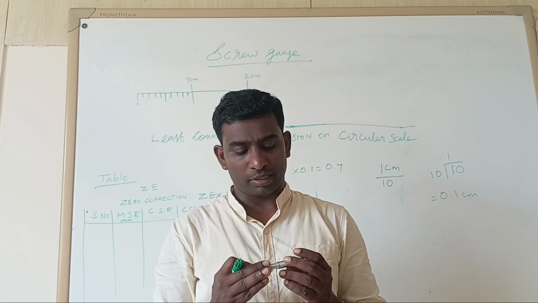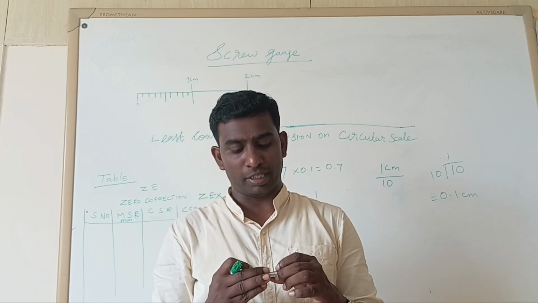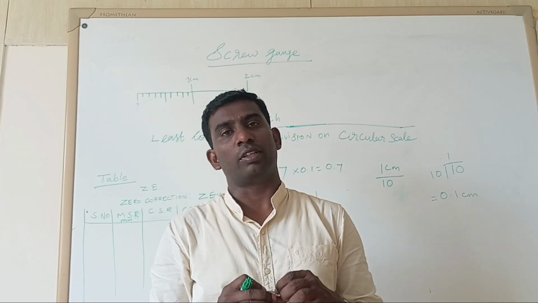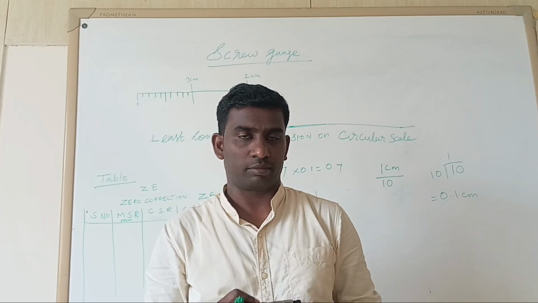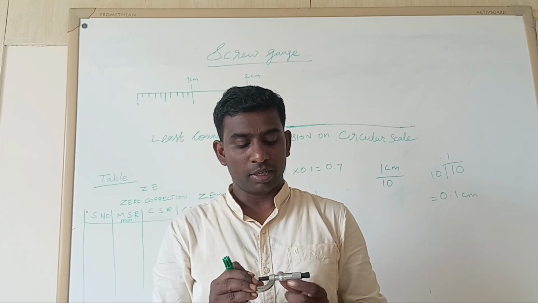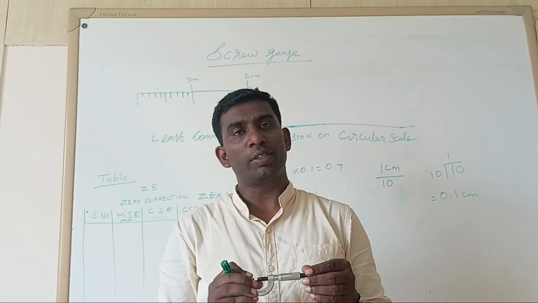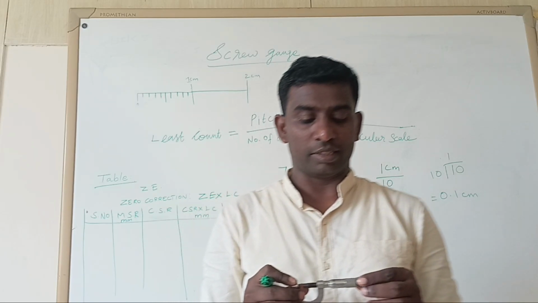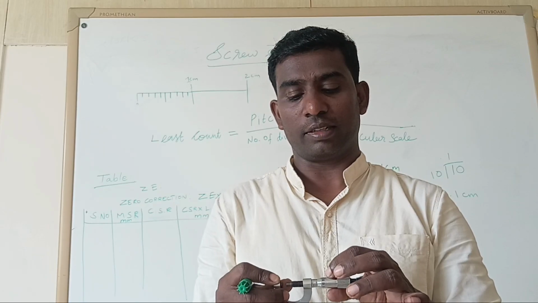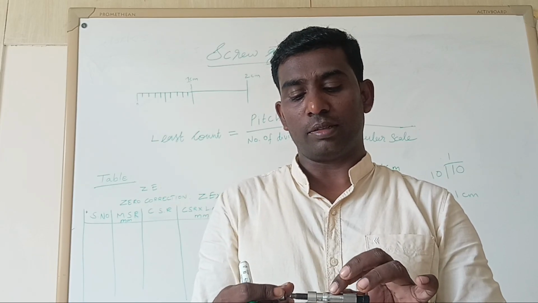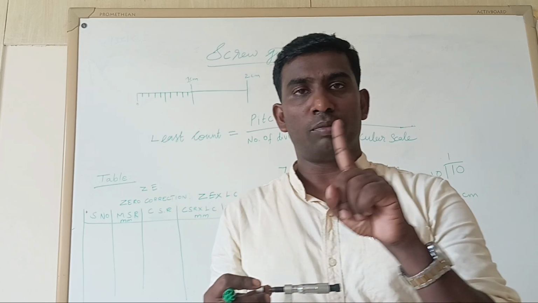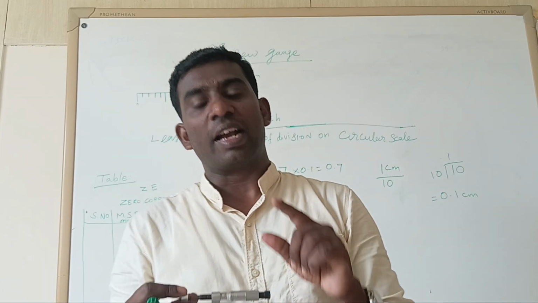The main scale is divided into lines. One line means the distance between 0 and the first line, and one line is 1 millimeter. This 1 millimeter, how many lines is it divided into? Here on the head scale there are 100 lines. Notice here 0 to 10, 20, 30, 40, there are 100 lines. So 1 millimeter is divided into 100 lines.